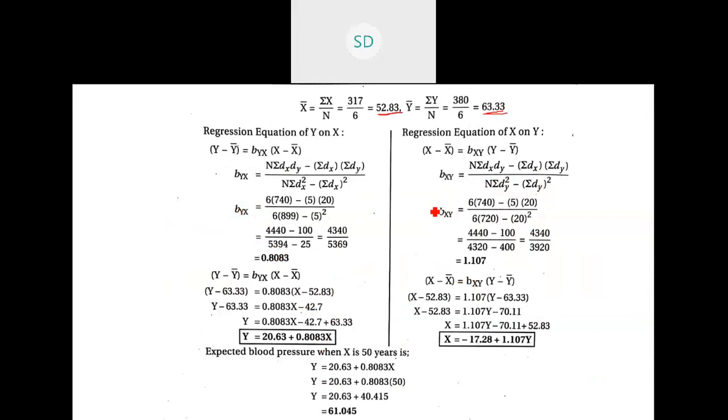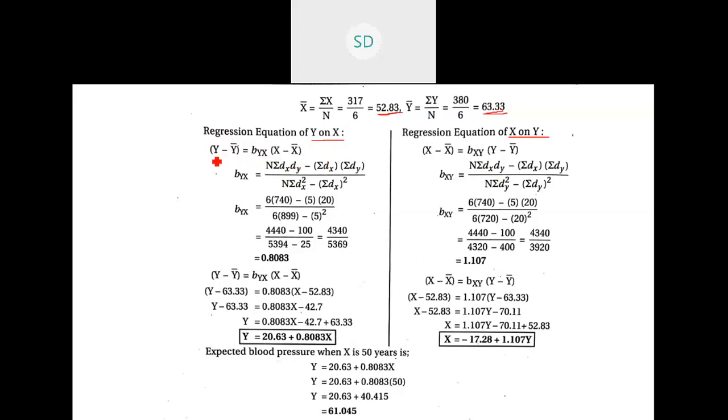Okay, so let us go on further for formula calculations. Now, as usual, we are supposed to calculate two regression equations. Now, the two regression equations are y on x and x on y. So we will solve them one after the other. Okay, so first we will solve the equation of y on x.